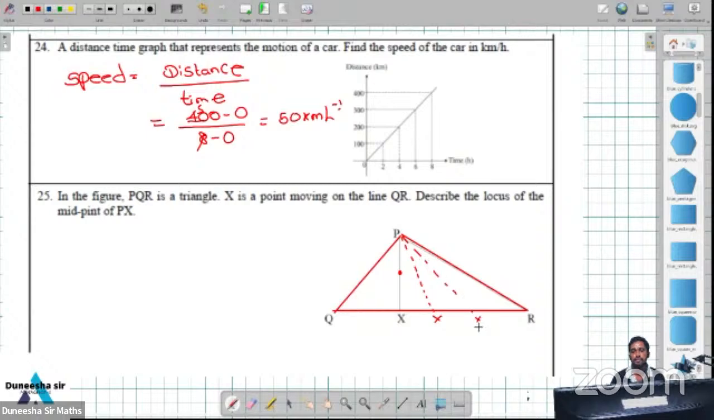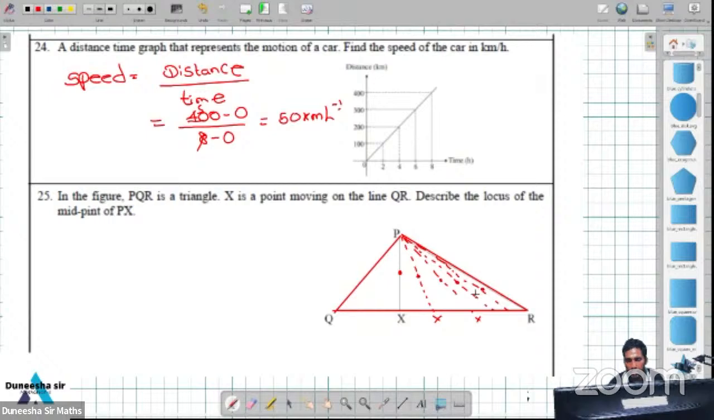If it moves to this point X, what is the midpoint? Every time, what is the midpoint? If it's moving, what is it? Then it goes down.